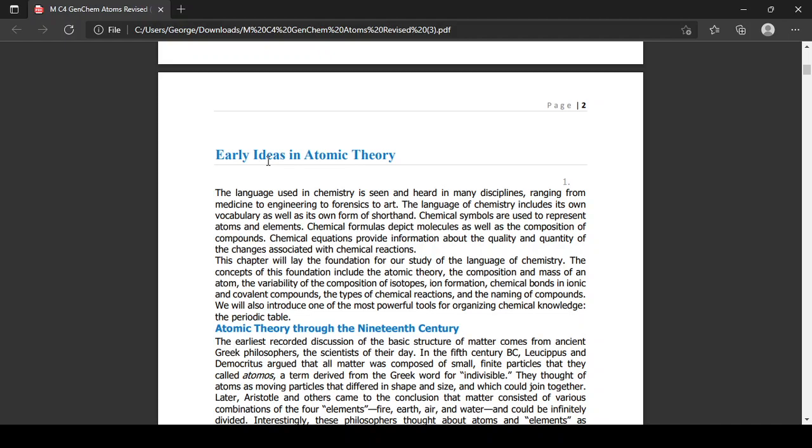In this chapter, this will lay the foundation for our language in chemistry. The concepts of this foundation include the atomic theory, the composition and mass of an atom, the variability of the composition of your isotopes, your ion formation, your chemical bonds in ionic and covalent compounds, the types of chemical reactions, and the naming of compounds. We will also introduce one of the most powerful tools for organizing your chemical knowledge, the periodic table.